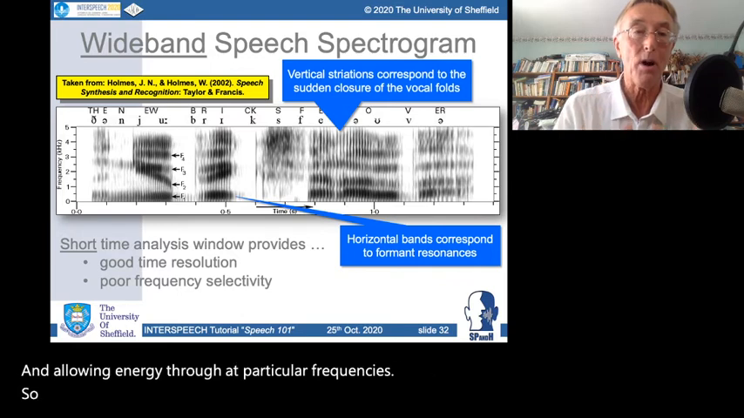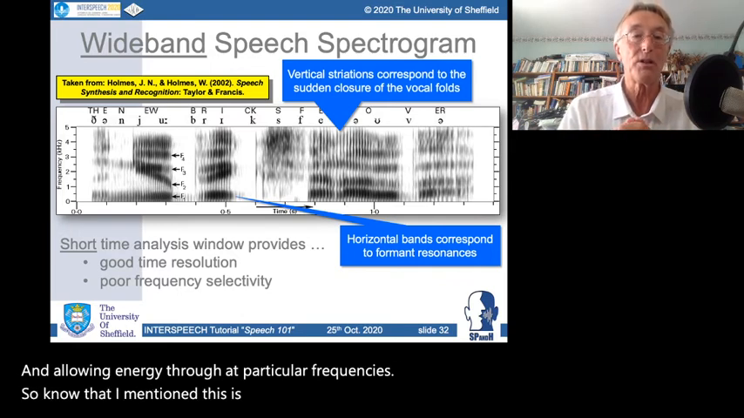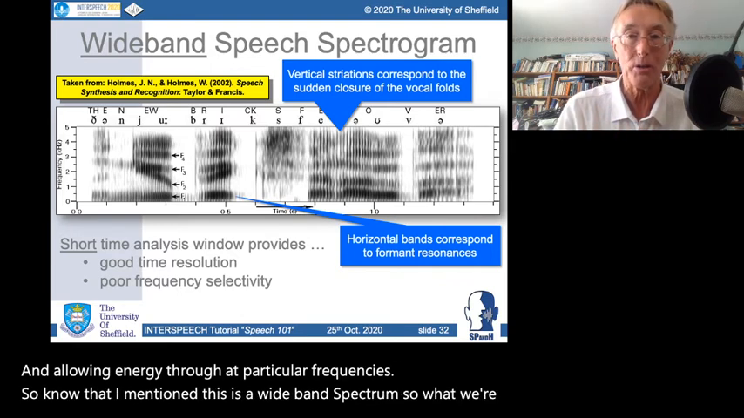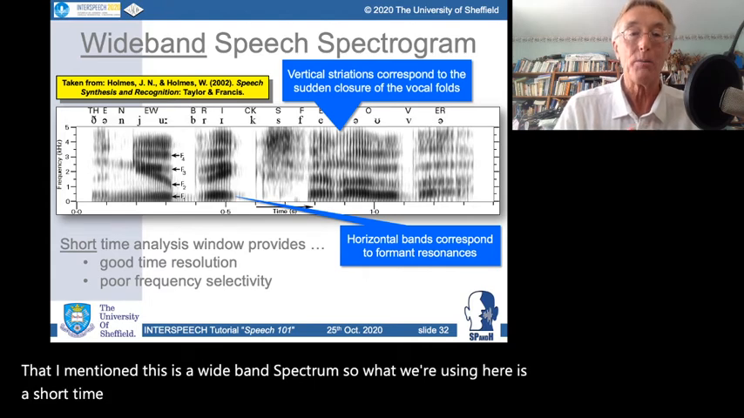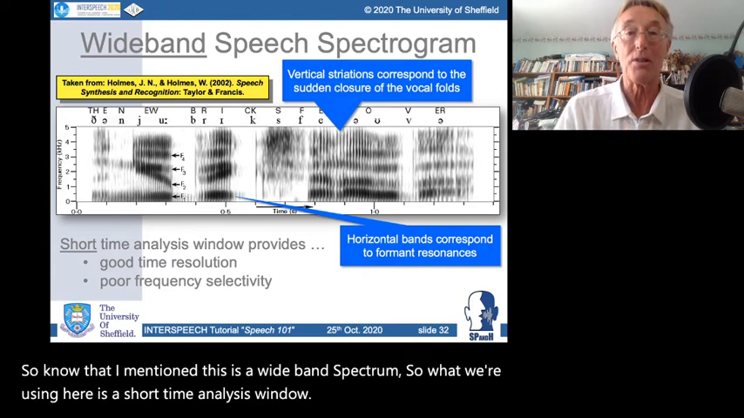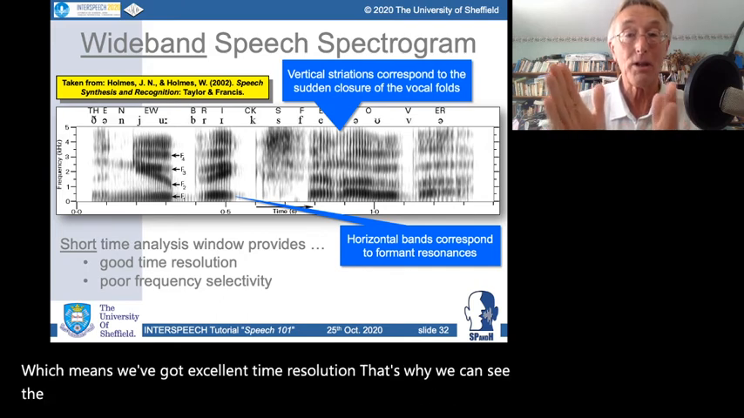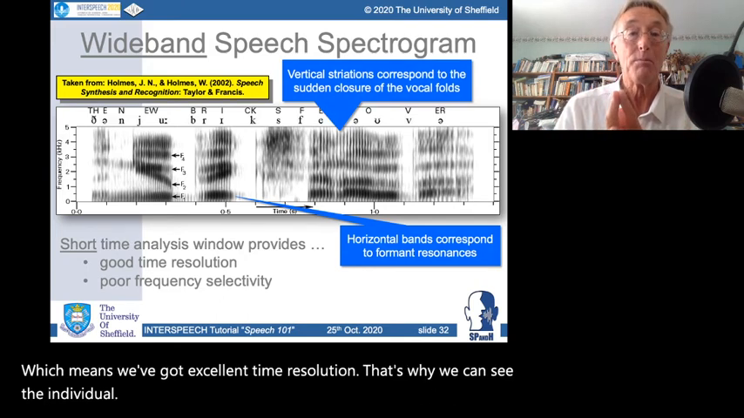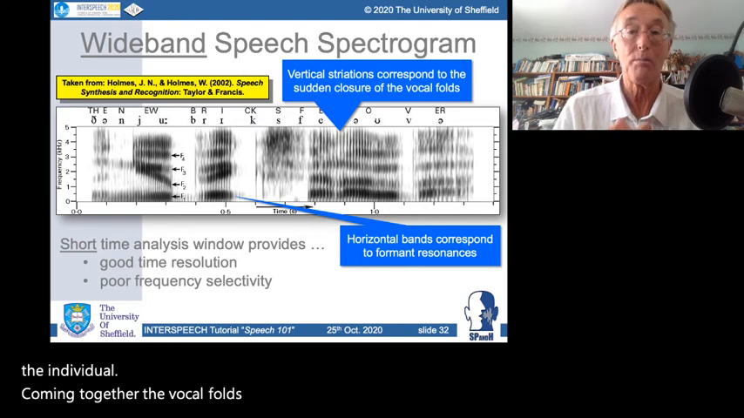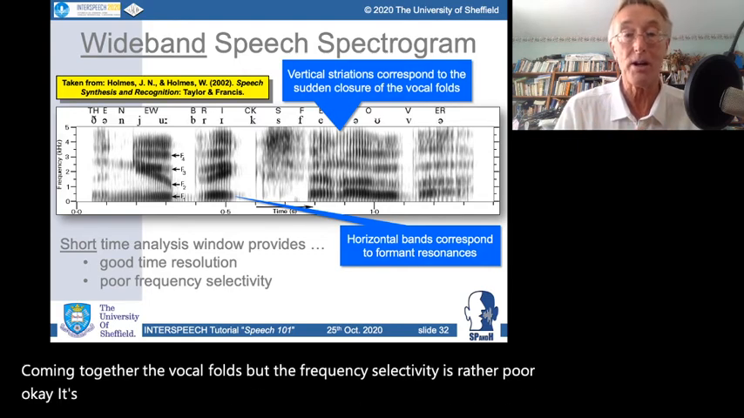I mentioned this is a wideband spectrogram. So what we're using here is a short time analysis window, which means we've got excellent time resolution. That's why we can see the individual coming together of the vocal folds. But the frequency selectivity is rather poor. There's a time frequency trade-off here, which is inherent in this analysis.